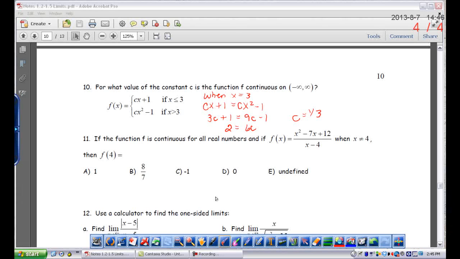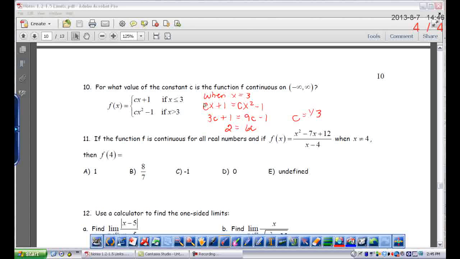All right, on 11, if the function f is continuous for all real numbers, and if f of x equals x squared minus 7x plus 12 over x minus 4, when x does not equal 4, then f of 4 equals what? Well, the first time you read this, you're probably thinking, that's strange. They just told me that x cannot equal 4, but then they want me to find f of 4. Basically, this is just part of a piecewise function that's given to you, and they want you to complete the piecewise function so that the function is continuous.